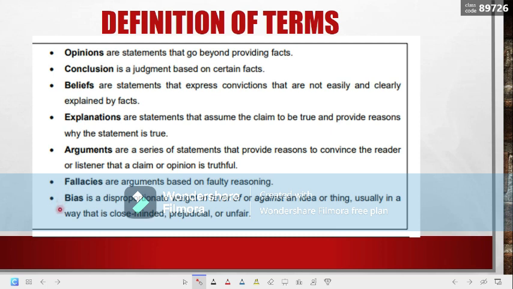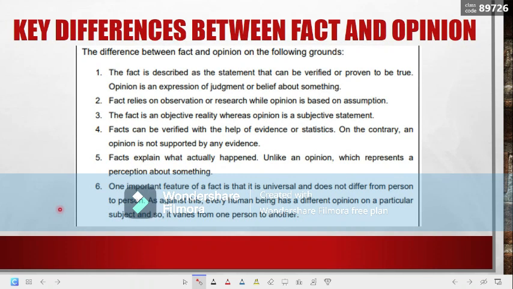Bias is a disproportionate weight in favor of or against an idea or thing, usually in a way that is close-minded, prejudicial, or unfair. Okay. There are key differences between fact and opinion. The difference between fact and opinion is on the following grounds.